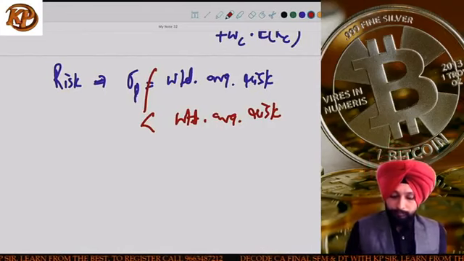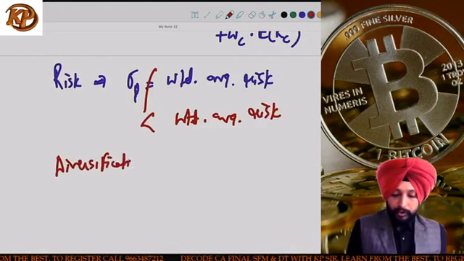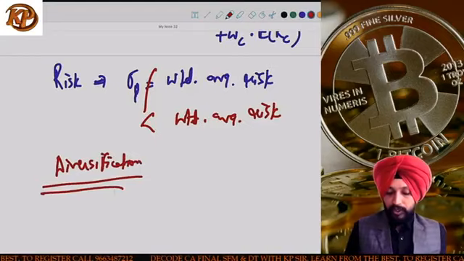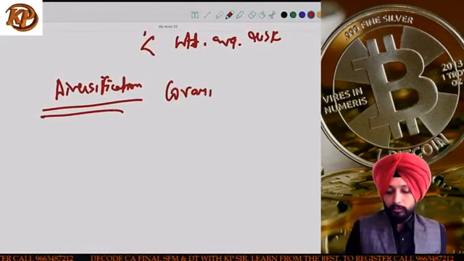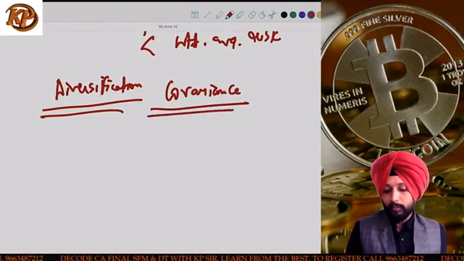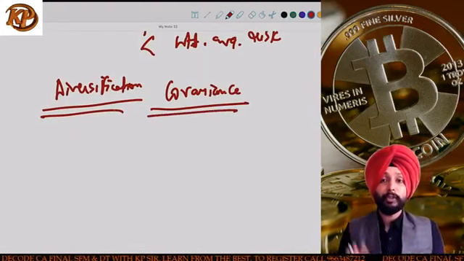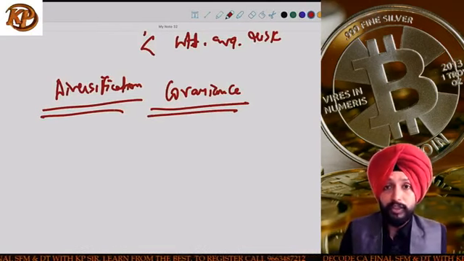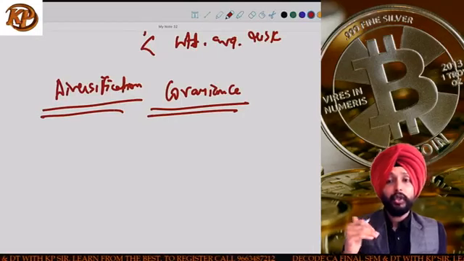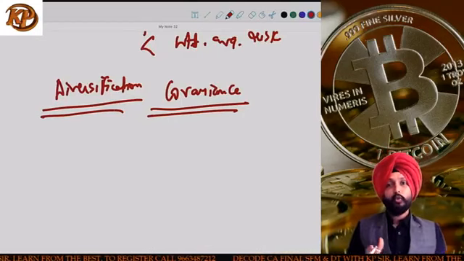Now the question is, how do we capture this diversification benefit? For that, we introduced something called covariance. You remember, this is covariance. This is not coefficient of variation. Coefficient of variation is what we studied in the beginning of the chapter. Coefficient of variation is risk per unit of return, that is SD by mean into 100. This is covariance. What is covariance?